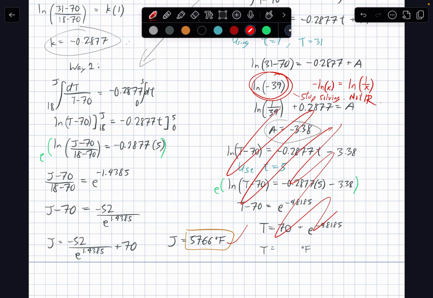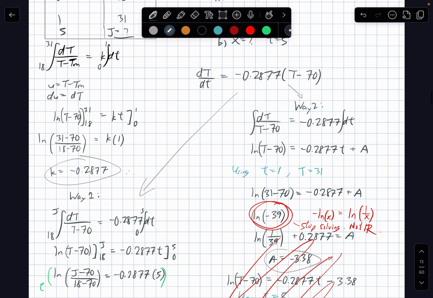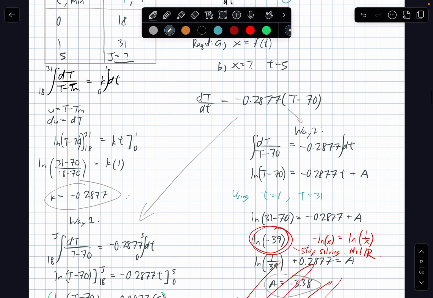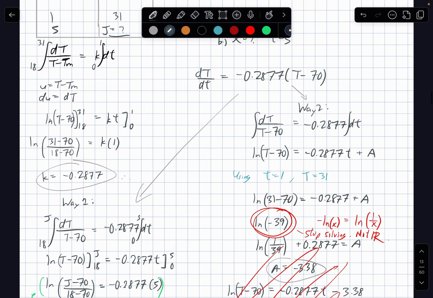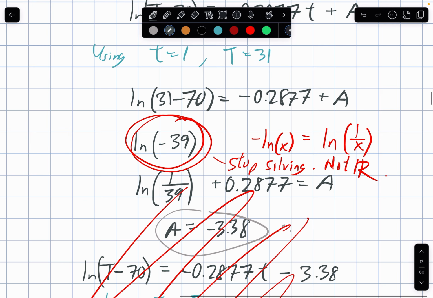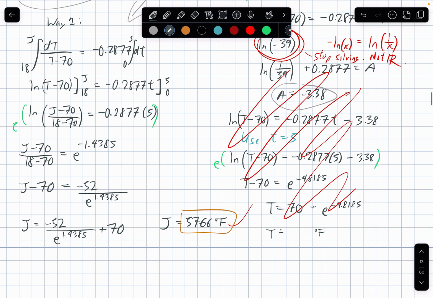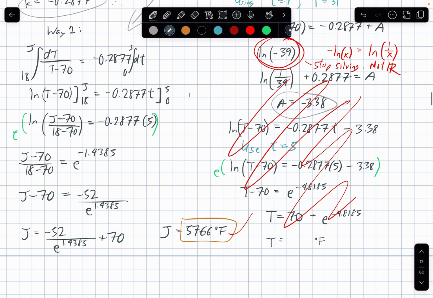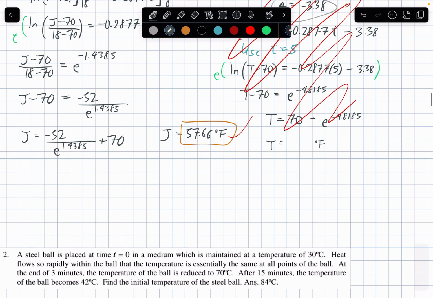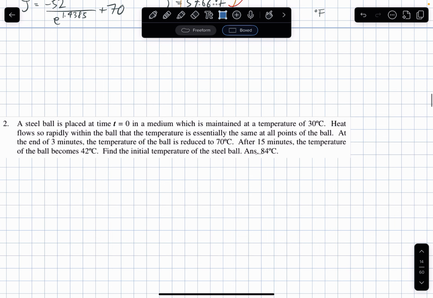So yeah, we got the answer anyways. We tried another way, but it's a good thing that we were able to try, because now we're aware that if ever we encounter this again, we know what to do. There has to be another way, which is this. This is 57.66. Okay.